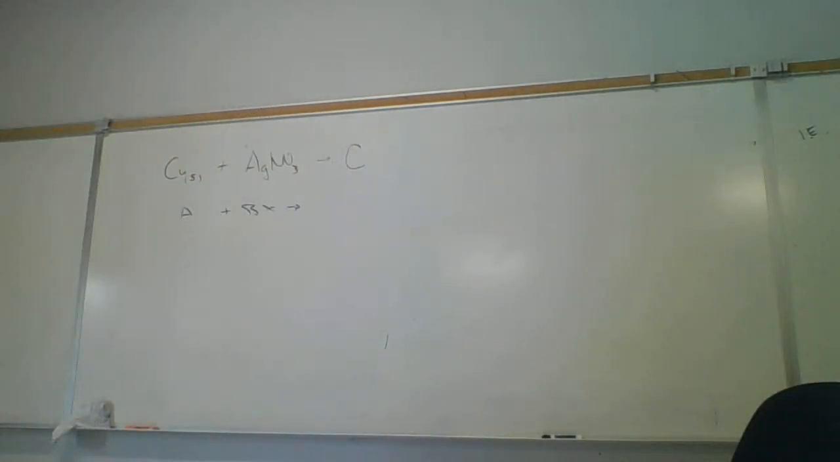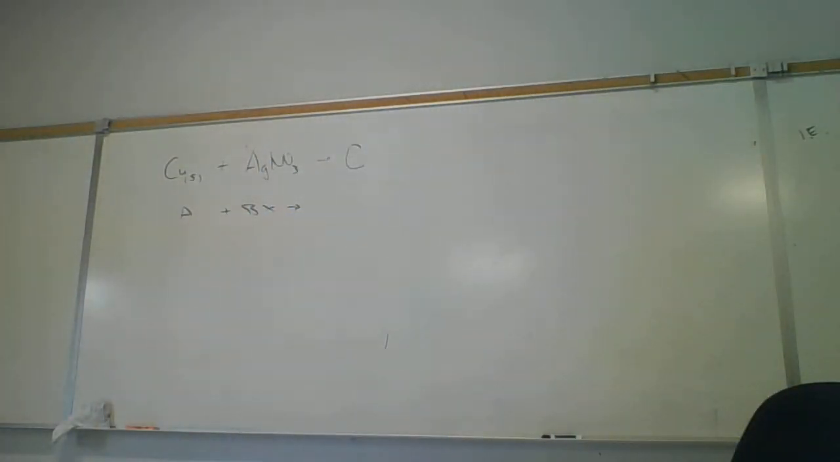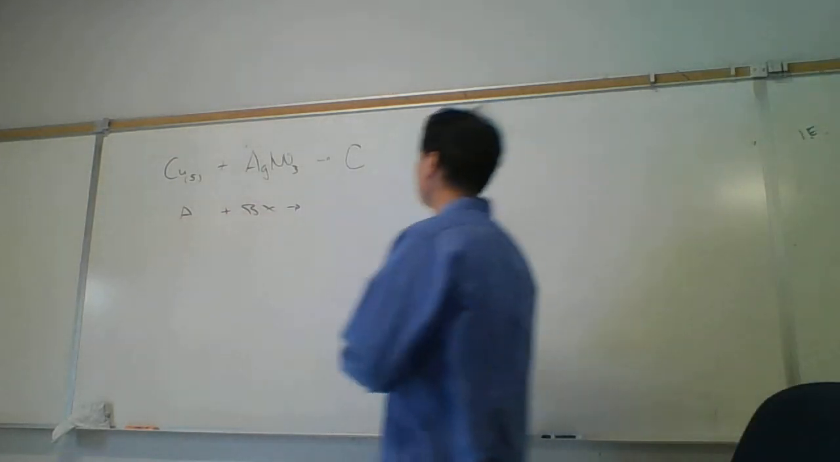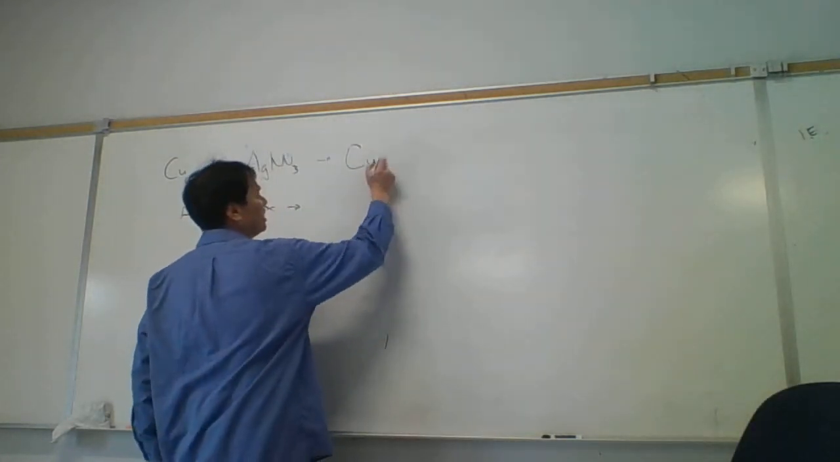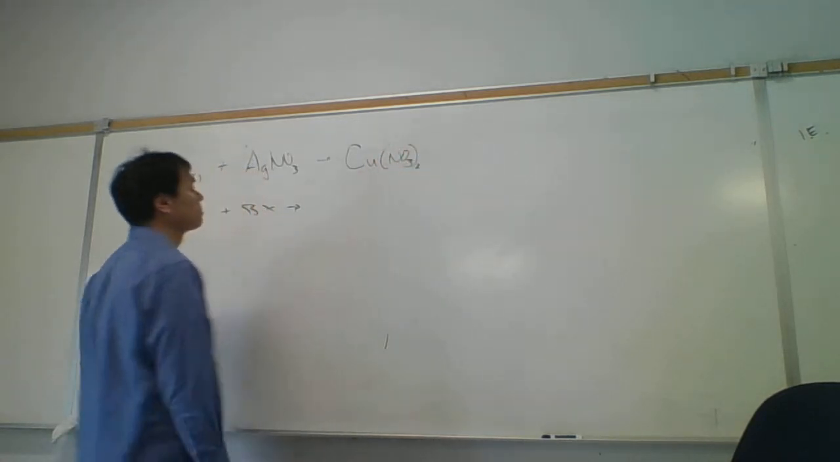When tin gets oxidized, does it go straight to tin 4 or to tin 2? It goes to tin 2, and then the tin 2 goes to tin 4. When iron gets oxidized, does it go straight to iron 3 or to iron 2? Iron 2. So this is how we know. Copper goes to copper 2 nitrate, not copper 1 nitrate. Copper 2 nitrate would need 2 nitrates to balance out the copper.